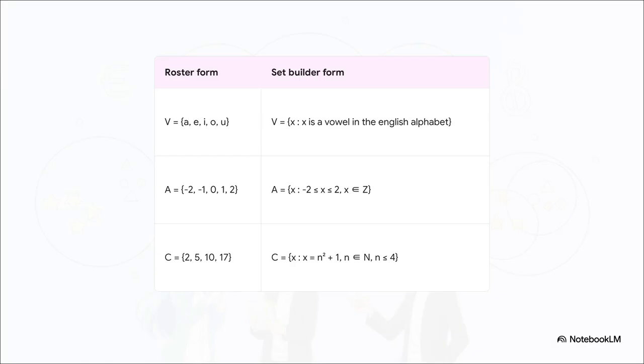And this table here, this really drives home why you'd want to use both forms. I mean, for the vowels, either way is fine, right? But check out set A. The list is pretty short, but the rule, x is an integer, that's what that Z means, from -2 to 2, is so much cleaner. And then look at set C. The rule, x equals n squared plus 1, where n is a natural number up to 4. Wow! That rule actually shows you the pattern behind the numbers. You might totally miss that beautiful logic if you only saw the list.